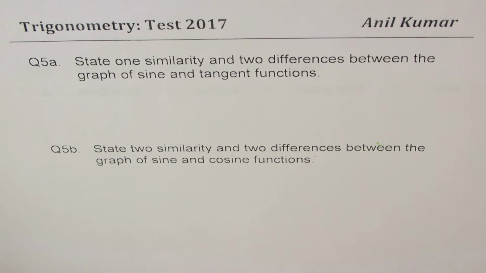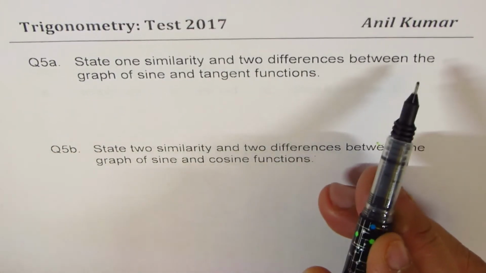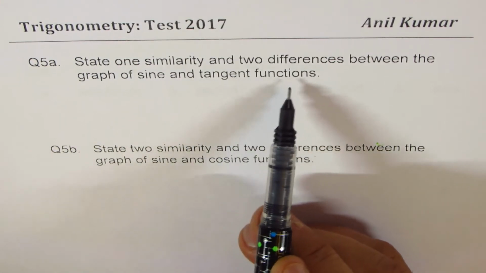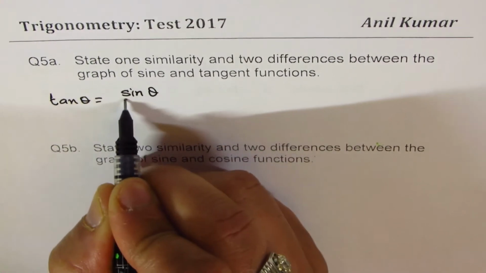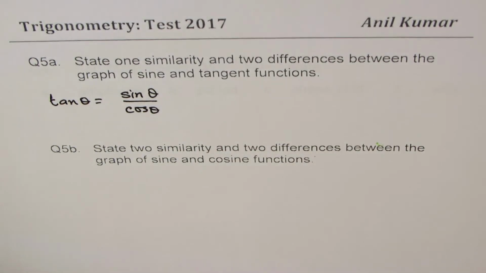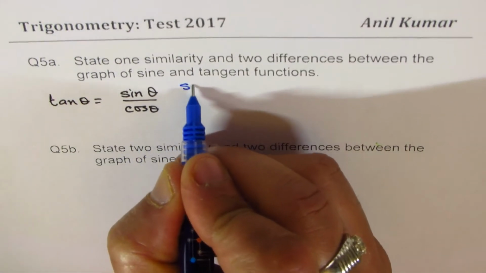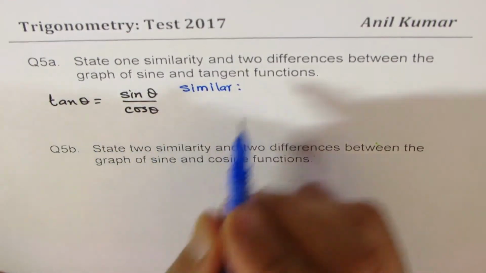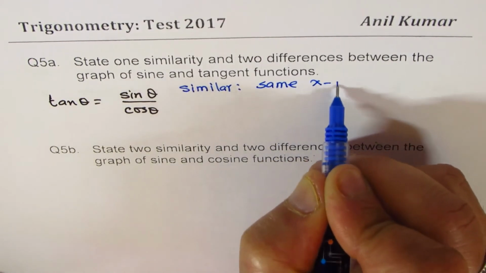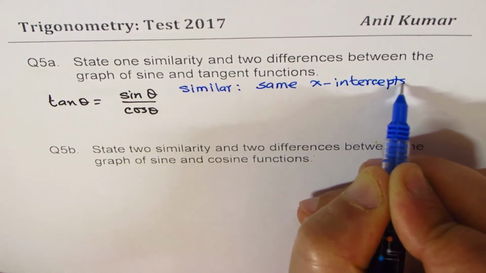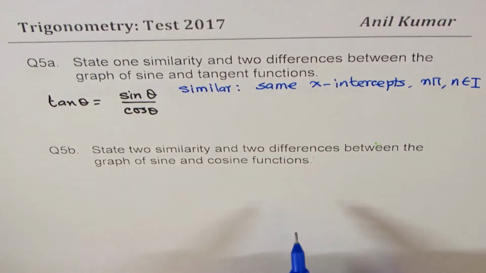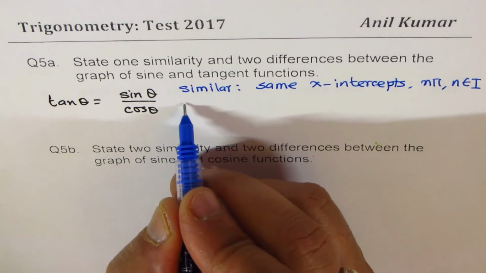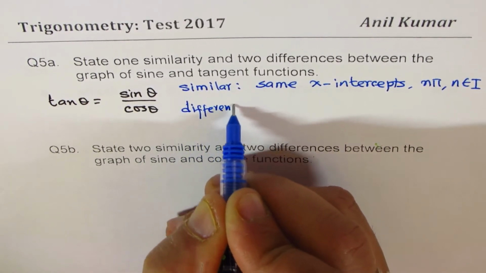Question number 5. State one similarity and 2 differences between the graph of sine and tangent functions, right? So you know what tan theta is equal to? Tan theta is basically sine theta over cos theta, correct? Now that should give you some idea of how we can write similarities and differences. As far as similarity is concerned, both have the same x-intercepts. So for sine theta, the x-intercepts are at n pi, where n belongs to integers. That is the similarity.